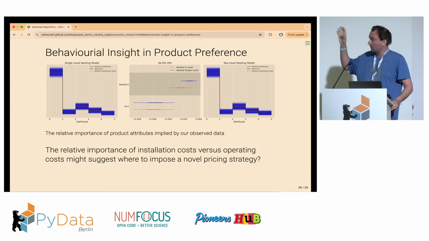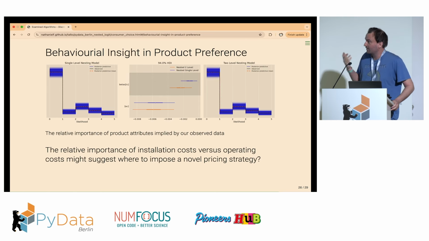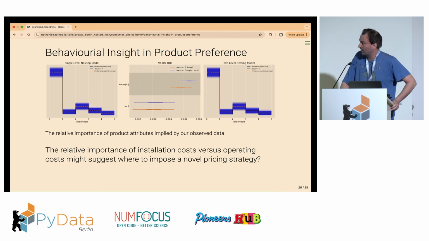So both of these models with two different nesting structures seem to recover the data reasonably well, but they have slightly different implications or inferences around the parameter values for the installation costs and the operating costs. You'll note that both estimates are negative, so it should adhere to a reasonable understanding of human action. Price increases, whether for installation or for operating, have a negative effect on the implied utility that accrues to each of those goods. The different model specification suggests that with one specification, the installation costs have a greater negative effect than they do in the other model.